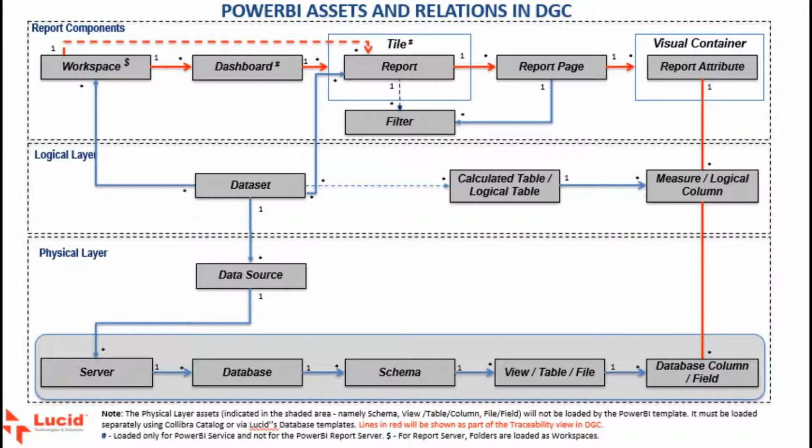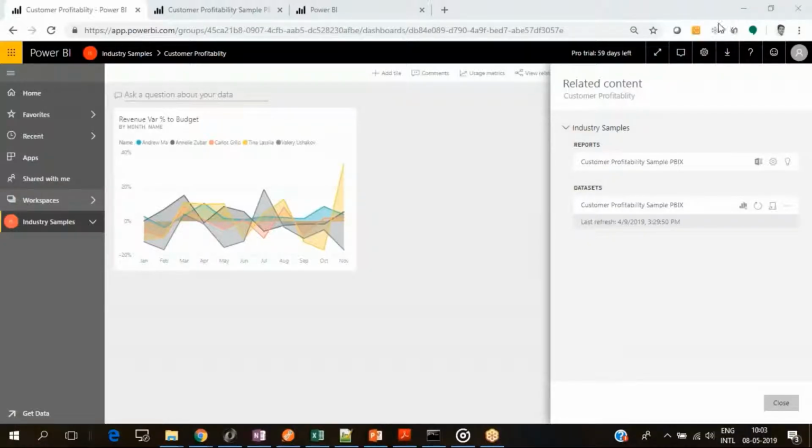Let us now see some sample dashboard and reports in the PowerBI environment that we will load into Collibra using the template. The template provides options to filter the asset extraction and load based on PowerBI Workspace, Dashboard, and Reports. For this demo, let us look at a PowerBI dashboard named Customer Profitability in the Industry Samples Workspace. The dashboard uses a report named Customer Profitability Sample (pbix) and a data set of the same name.